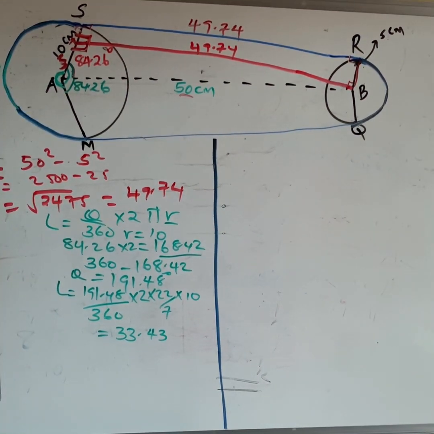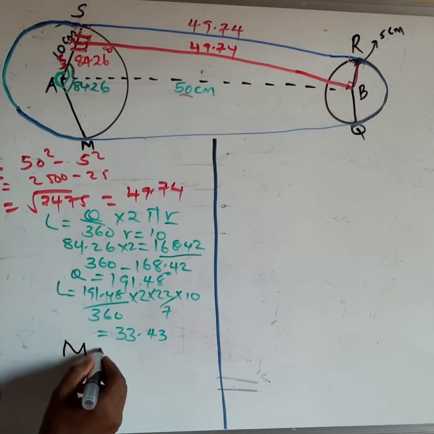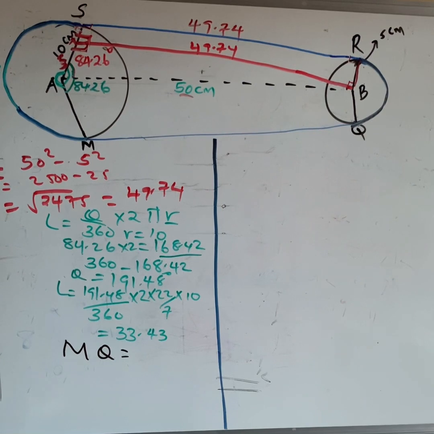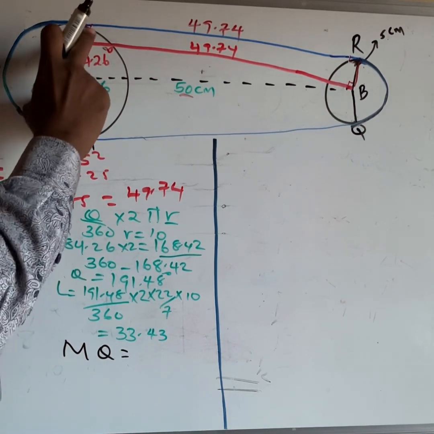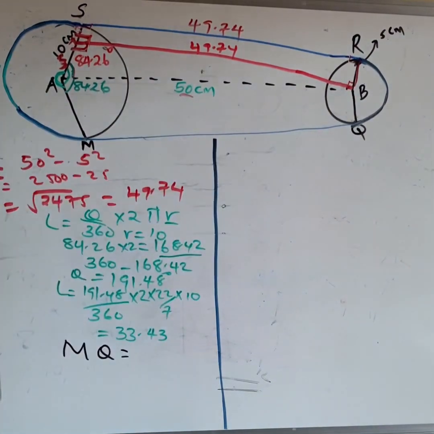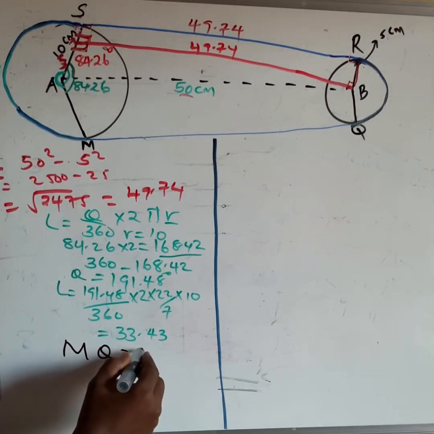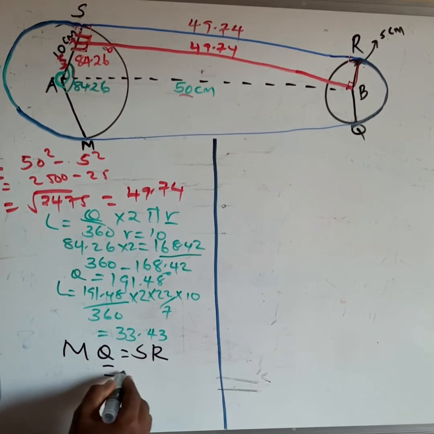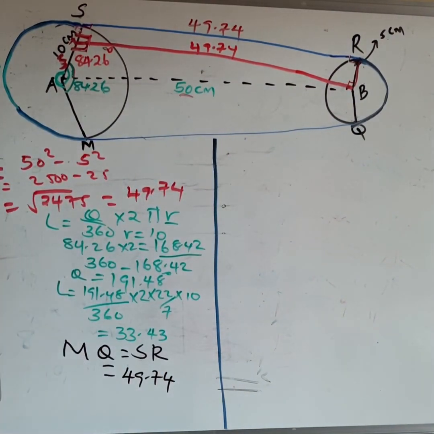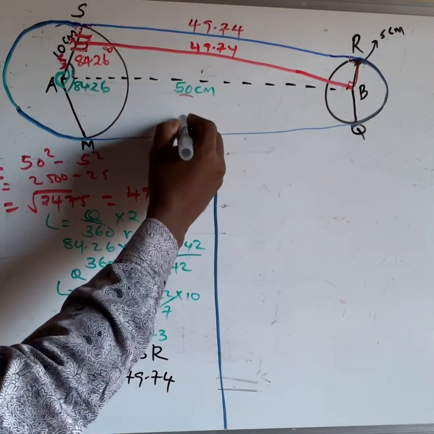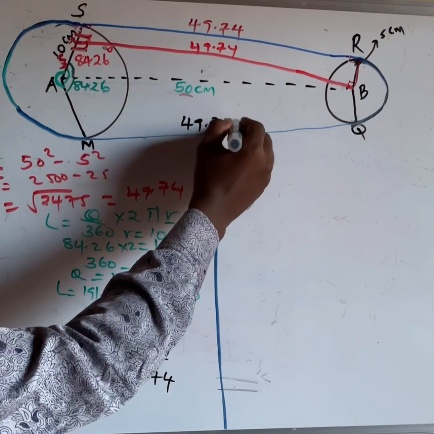The next step is to get the length of the line MQ. Here, we are going to use the properties of tangents from an external point. This circle centered at A has two tangents, SR and MQ, drawn from an external point. The property is that the lengths of the two tangents will always be equal, which means that MQ is also equal to SR. This will be 49.74. Now our problem is solved for the length MQ. We expect this length to be 49.74 centimeters.